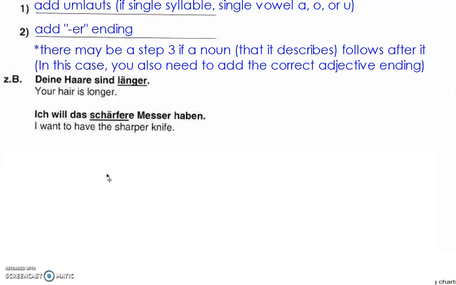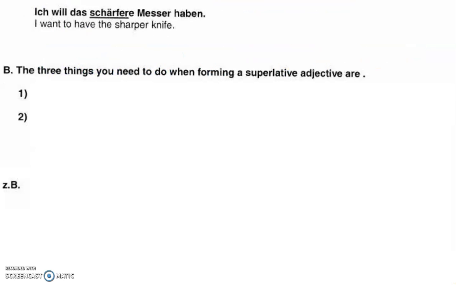All right, let's move on to superlative adjectives now. Okay, so we have 3 steps for forming a superlative adjective. Now, it depends upon what form of that superlative adjective we are using and the context that it is in as to what that third step will be.